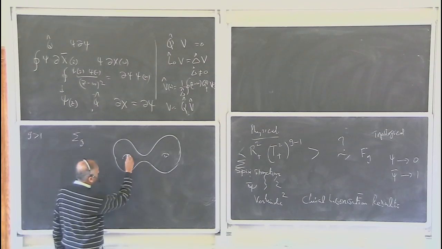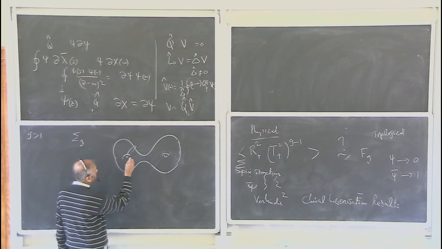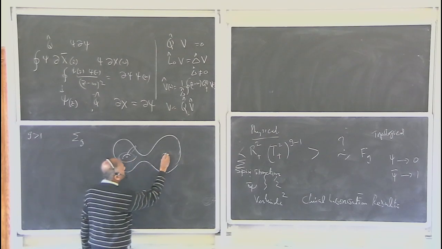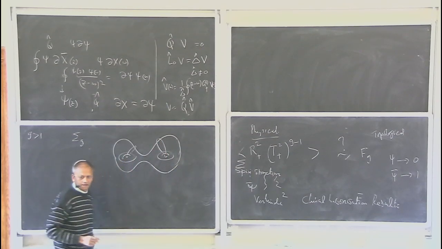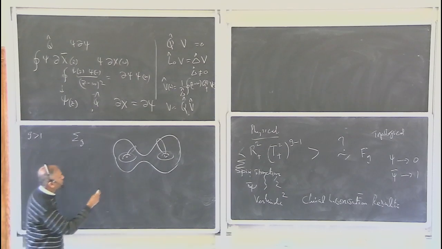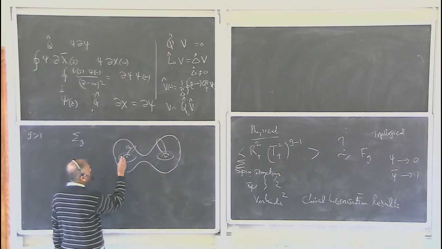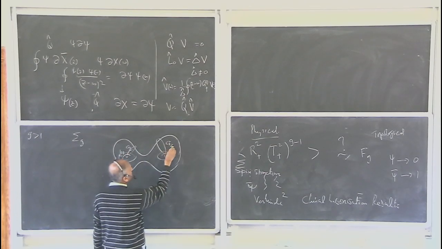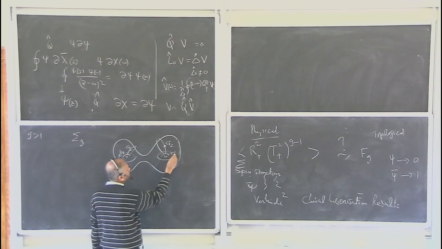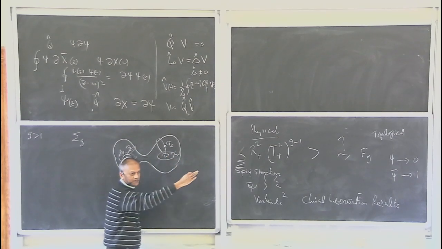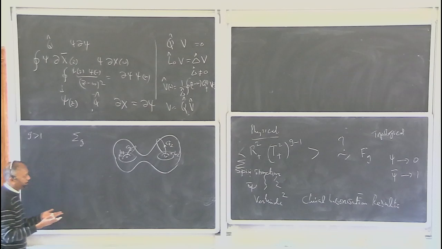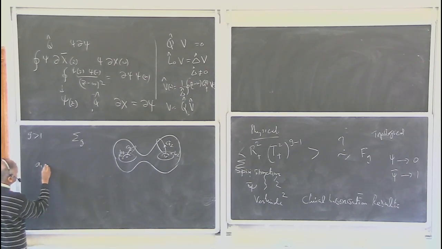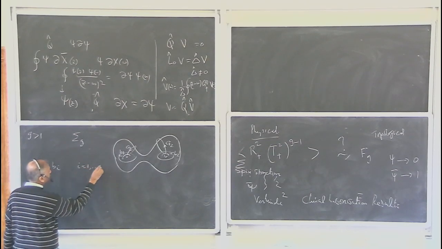So first of all, you see that there are several cycles which you cannot shrink. There is this cycle, this cycle, this cycle here, and this cycle here. You cannot shrink these cycles. So let me choose a basis. I will call this A1, B1, and this is A2, and this is B2. In general, if I have genus G, there will be G A's and G B's. So I will denote the cycles by A_I and B_I, I going from 1 up to G.